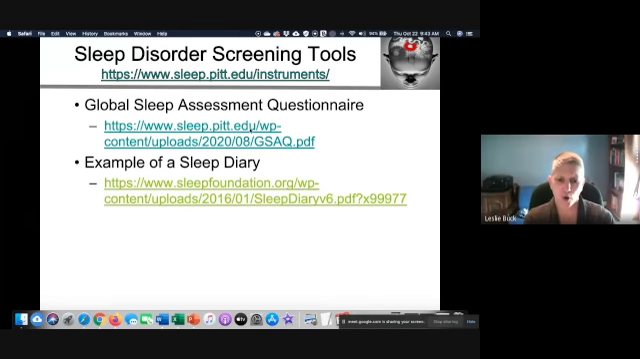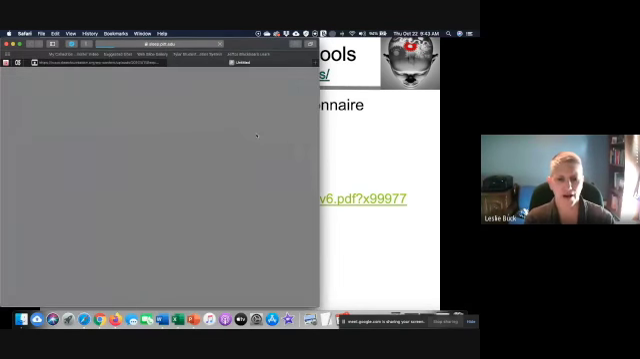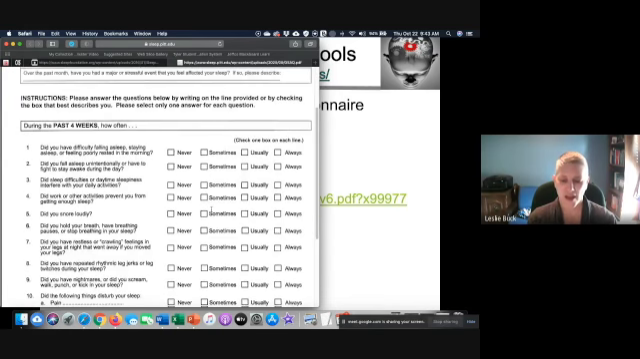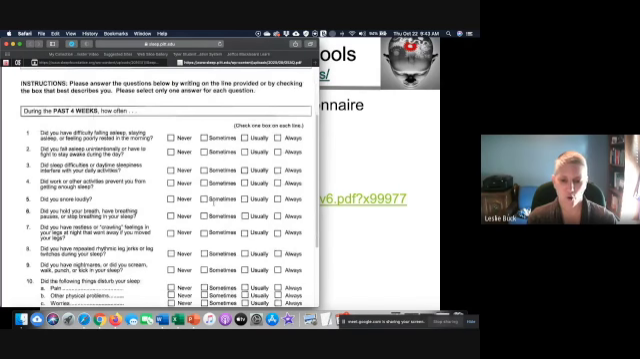Oftentimes, we will also ask patients to fill out some screening questionnaires. This is the Global Sleep Assessment Questionnaire. It's one of the most commonly used instruments. And so, again, we would ask somebody to either fill this out before they came in for an appointment or as they're sitting there in the waiting room, fill out these things. And these questions are specifically about the past 4 weeks. And you can see that there's a variety of different questions.